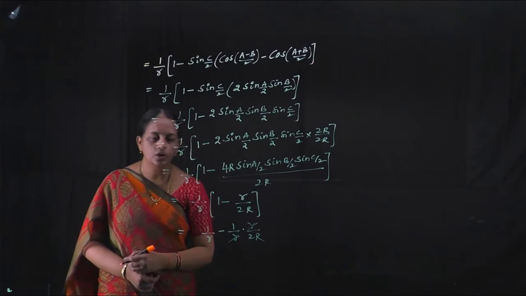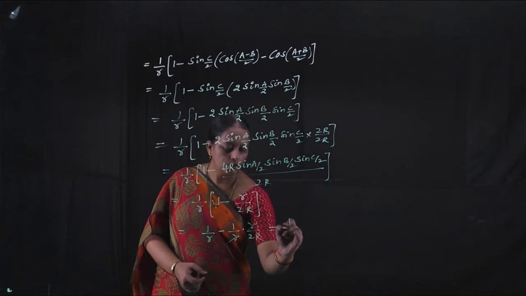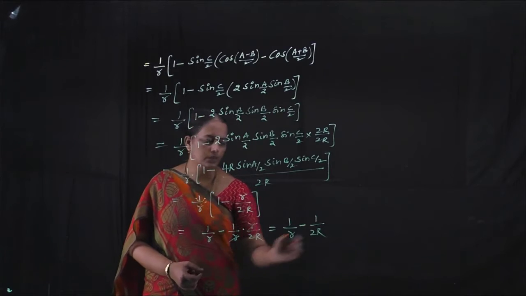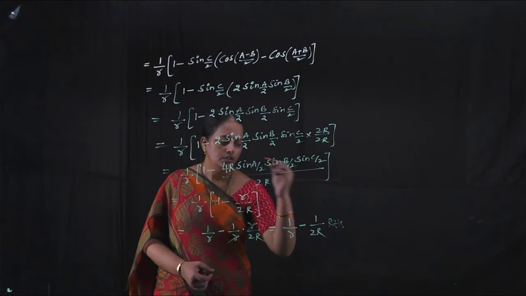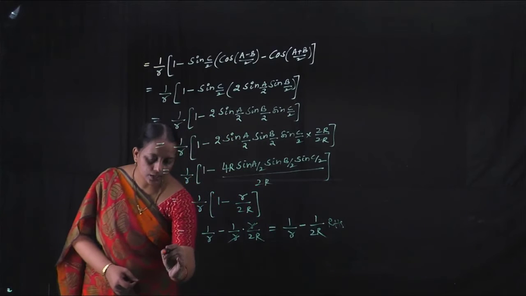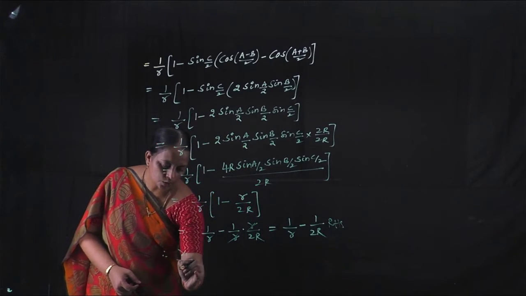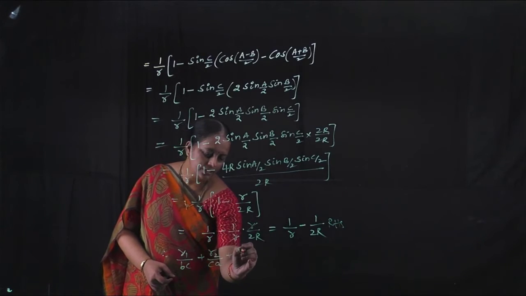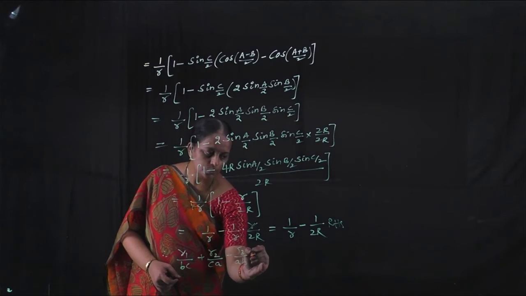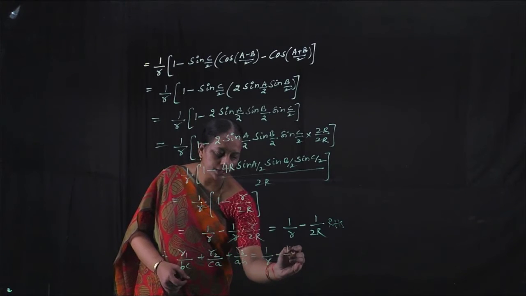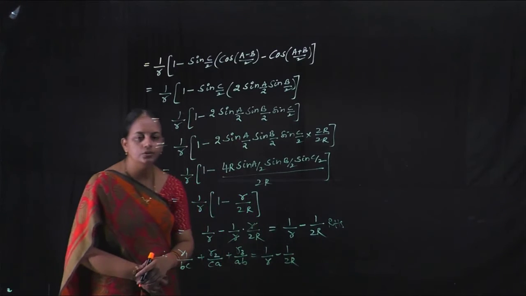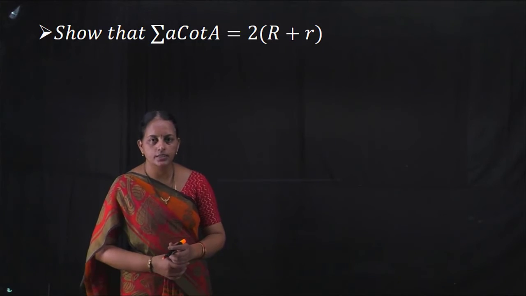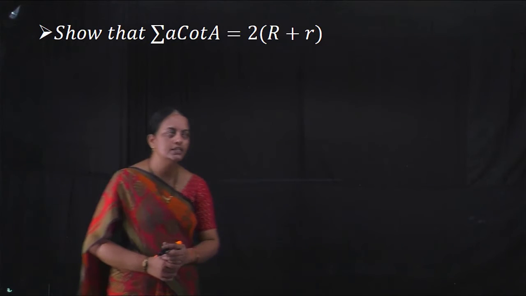Here small r gets cancelled. This is equal to 1 by r minus 1 by 2 into capital R. That is RHS. Therefore, R1 by BC plus R2 by CA plus R3 by AB is equal to 1 by r minus 1 by 2 into capital R. Okay. Next question is, show that sigma A cot A is equal to 2 into capital R plus small r.